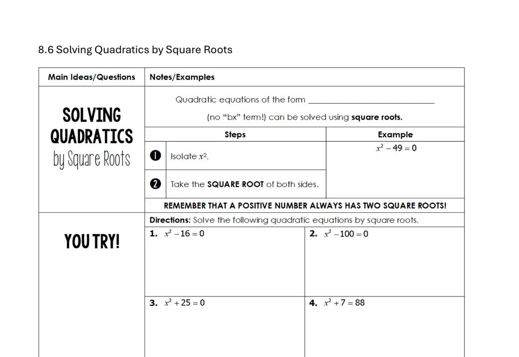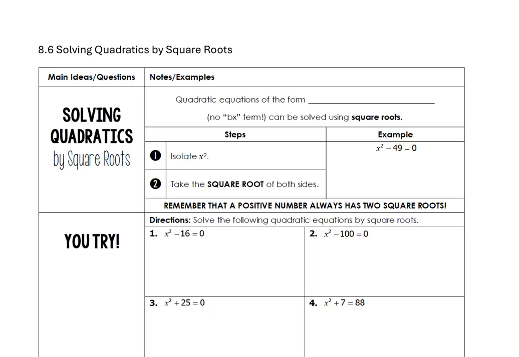Today is solving quadratics by square rooting. So far, we've solved quadratics 2 ways. Can anyone tell me one of the 2 ways we've solved a quadratic? B squared minus 4ac. That was to tell us how many solutions we had to a quadratic. That was the discriminant. We solved by factoring.